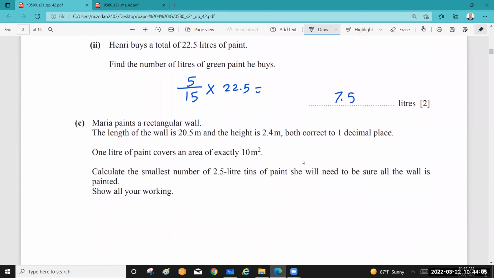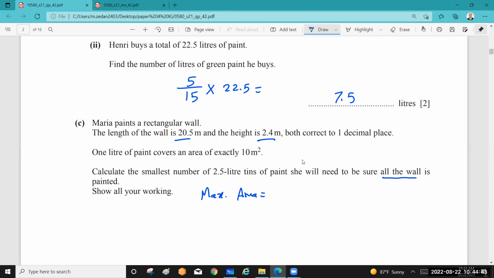Okay. Maria paints a rectangular wall. The length of the wall is 20.5 meters and the height is 2.4 meters, both corrected to 1 decimal place. 1 liter of paint covers an area of exactly 10 square meters. Calculate the smallest number of 2.5 liter tins of paint she will need to be sure all the wall is painted. Show all your working. First of all, I get the maximum area of the wall, to be sure that the paint will cover all the area.